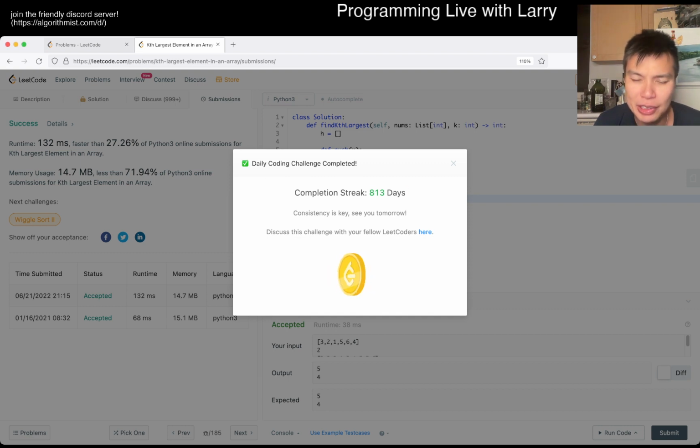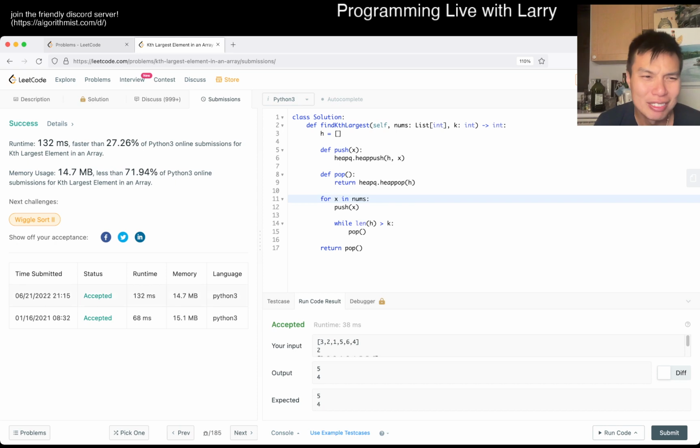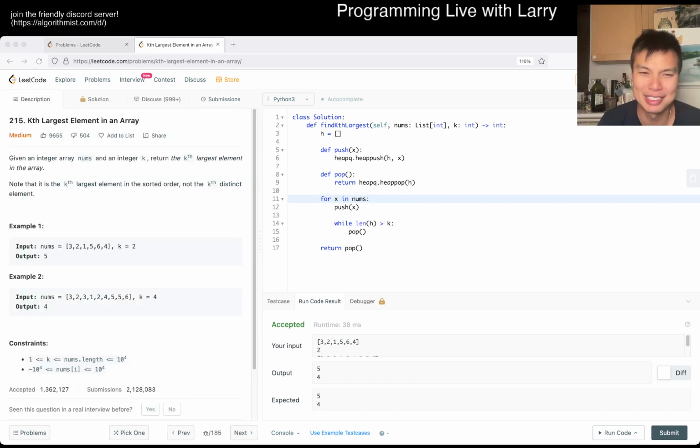But yeah, 813-day streak, bound to make some mistakes though. I feel like I've been making a lot of mistakes lately. Maybe I just need to take a break or something.